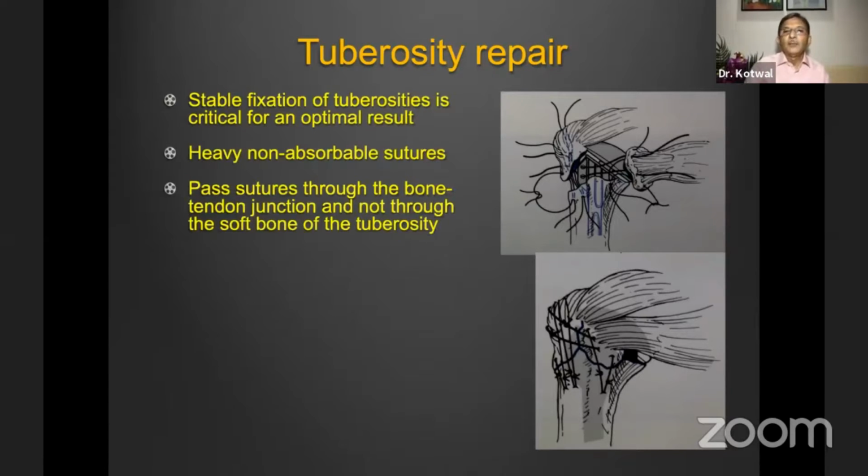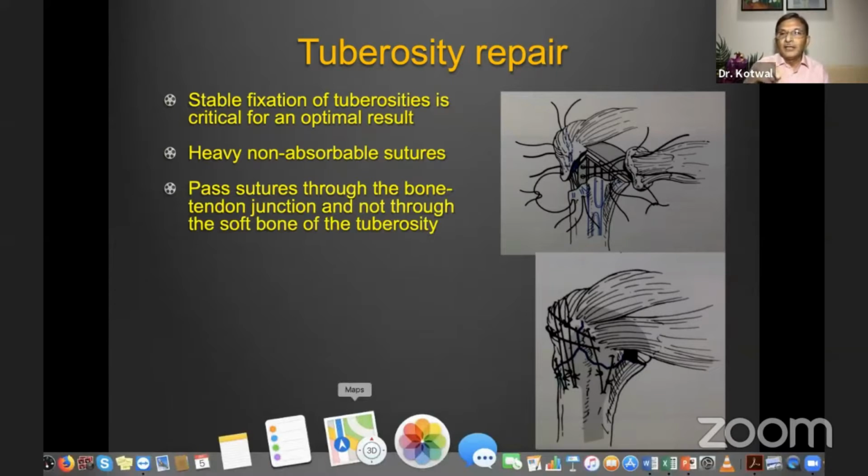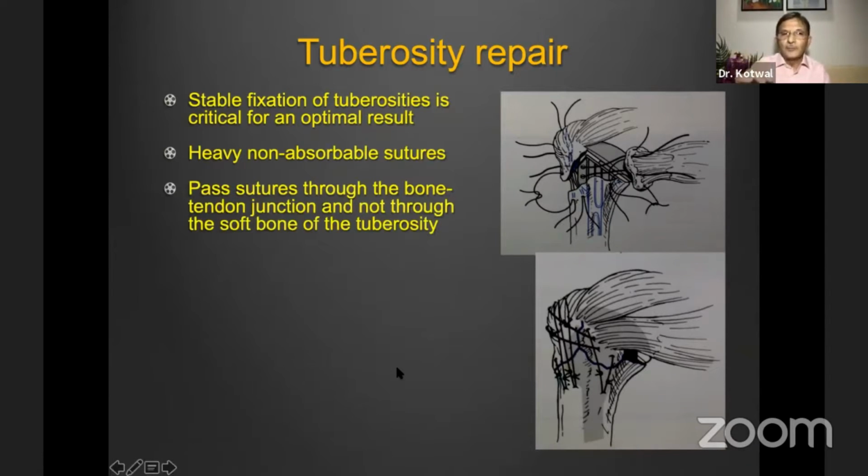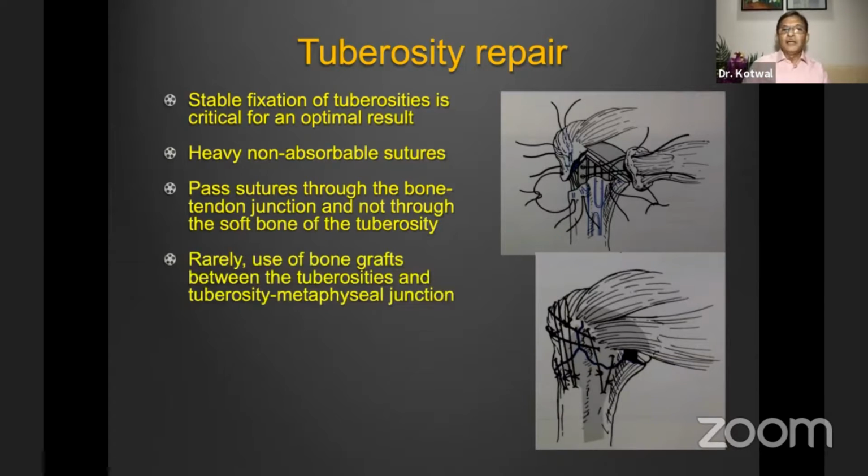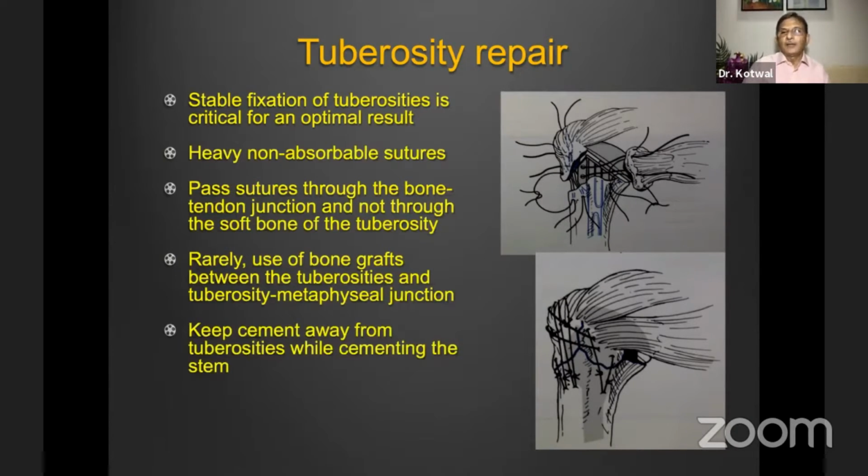And the sutures are actually important. They are passed through the bone-tendon junction and not through the soft bone of the tuberosities, because they will crush it further. Maybe sometimes, if it is too comminuted, one may use bone grafts between the tuberosity and the tuberosity metaphyseal junction. However, when cementing the stem, keep the cement away from the tuberosities, because if the cement comes in between the tuberosities and the shaft, then those tuberosities will not unite with the main stem. And obviously you have to balance the appropriate soft tissues.